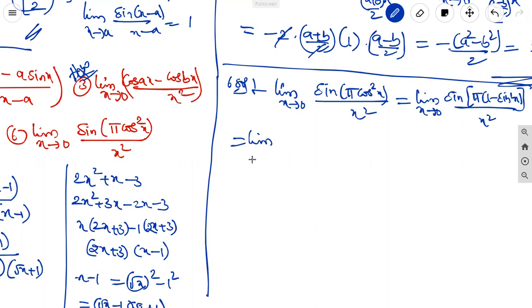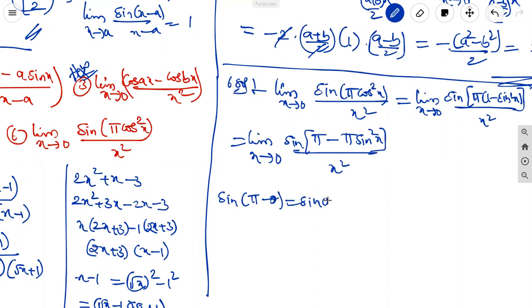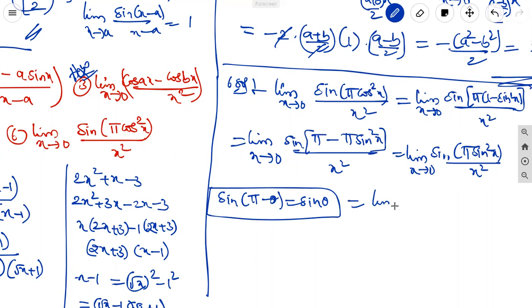It is equal to limit x tends to 0, sine of (pi minus pi sine square x) by x square. We know that sine of (pi minus theta) equal to sine theta. So it is equal to limit x tends to 0, sine of pi sine square x by x square. Here sine square x is there, so we should multiply and divide with pi sine square x: sine of pi sine square x by pi sine square x, into pi sine square x by x square.